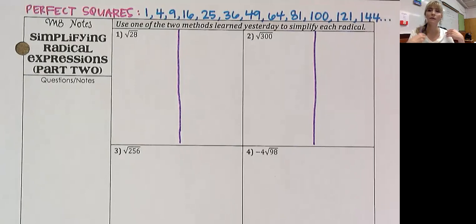You can decide which way makes more sense to you, which way works better for you, and then continue using that way. And you can switch back and forth. If you have one where you think, hey, this method isn't working for me, you can try the other one. So let's come to a factor tree first.